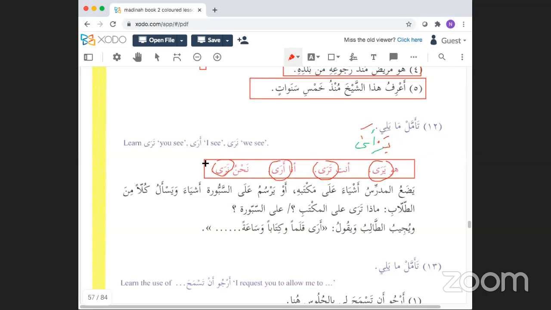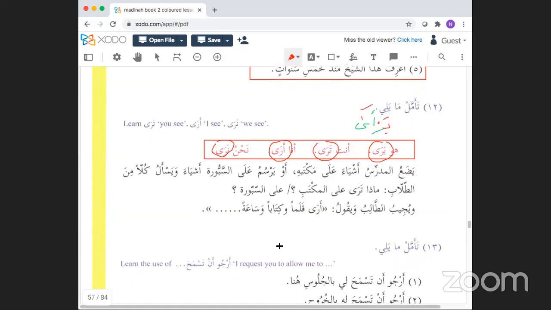Okay, so ara, what does it mean? See. To see, yes, I can see. So the exercise over here would be, for example, in the classroom, and the teacher would show some items to the students, and he would say to them, "Mada tara?" What do you see on the table, for example? The student would say, "Ara qalaman wa kitaban." I can see a pen, I can see a book, so on and so forth.